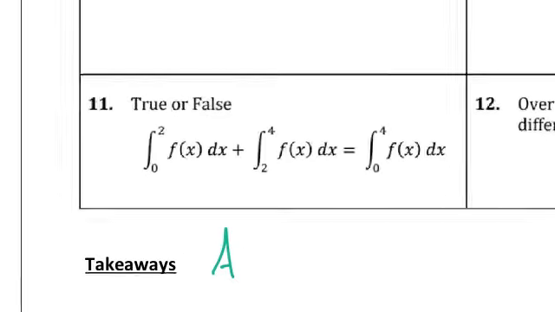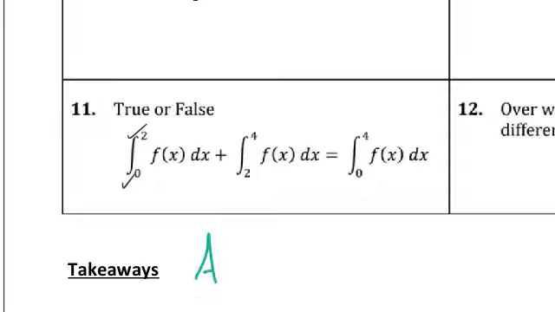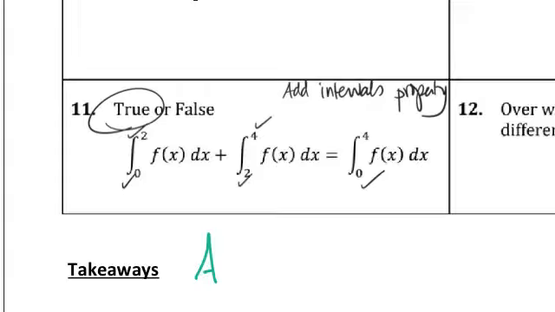What else? True or false? The integral from 0 to 2 plus the integral from 2 to 4 is equal to the integral from 0 to 4. This is true by our add intervals property. Okay, and then the last one.